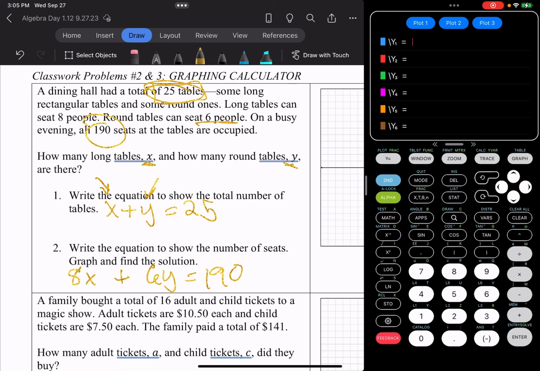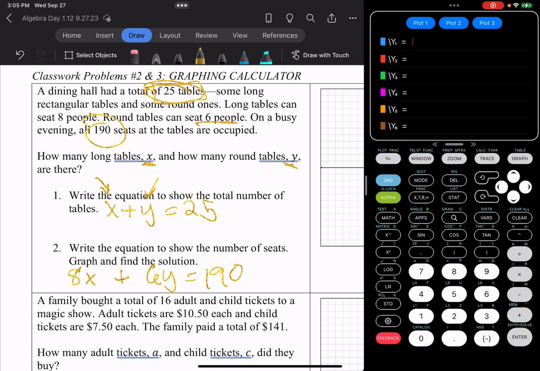Remember x and y represent the number of long tables and the number of round tables. If we want to graph that, we're going to need to put this in slope-intercept form. If you were to use Desmos, you can just type in the equation as is, so if you want to check your work, you can do that. The reason I'm insisting that you use your TI-84 is because that's what you are allowed to use on the PARCC test, and so you want to feel really confident using that.